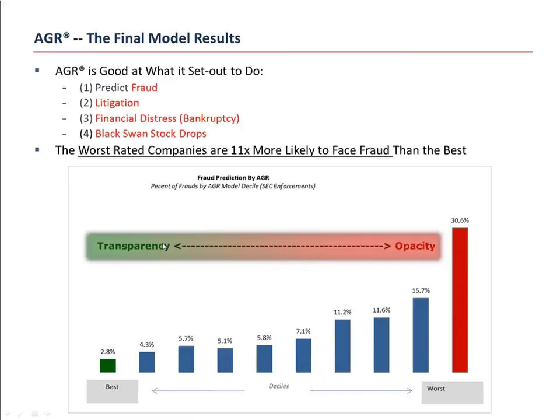Finally, AGR is also a good predictor of Black Swan drops, those stock drops of greater than 60% over a 6-month period, or greater than 40% in a single month. A more sophisticated Black Swan model is also available from GMI.